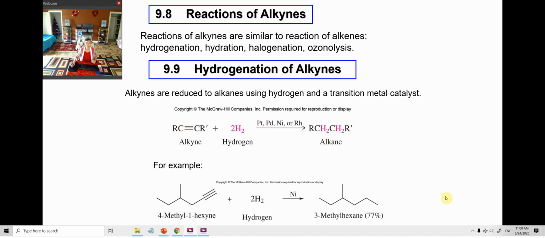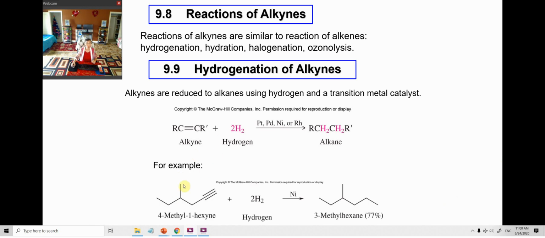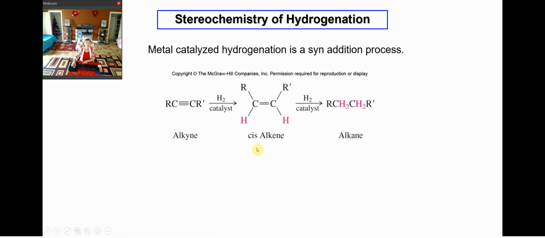For example, if I have 4-methyl-1-hexyne reacted with 2 moles of hydrogen gas under nickel catalyst, we are going to produce 3-methylhexane. So this reaction again needs 2 moles of hydrogen gas, and you also need to use a metal catalyst. Followed by, we are going to move on to the geometry.